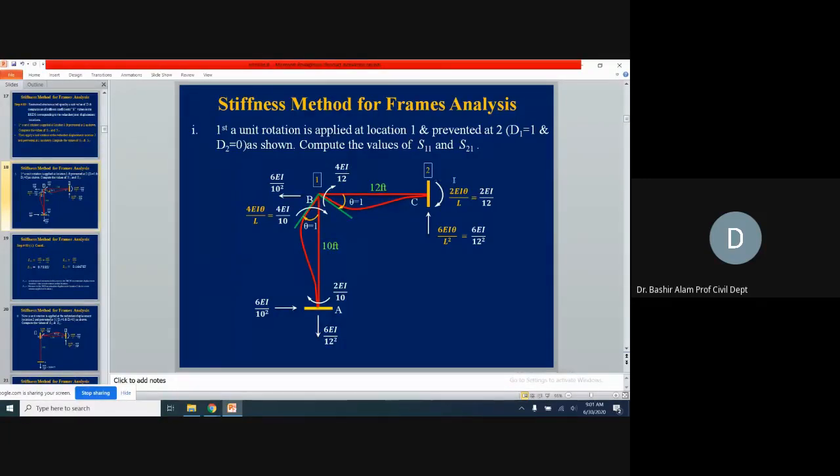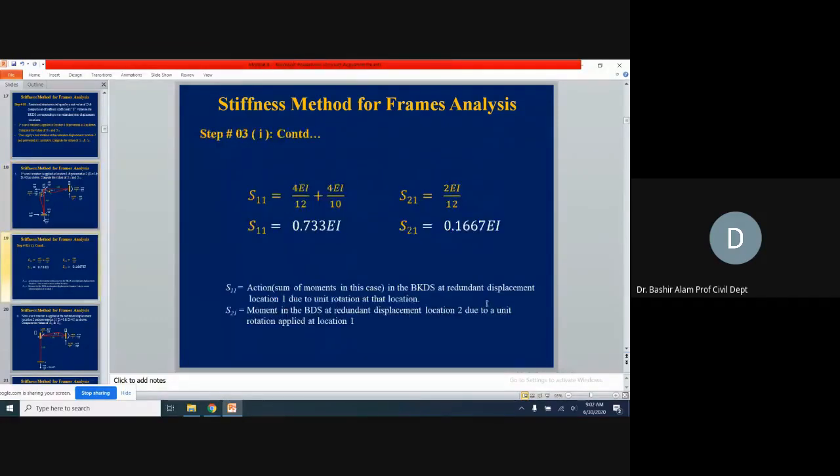S21 will be equal to, this is 2 location, and because of 1 rotation we are getting this action, and it will be equal to 2EI over 12, and again it is clockwise, so it is a positive value. So this is 2EI over 12, and you can confirm here 4EI over 12 plus 4EI over 10, and S21 is equal to 2EI over 12. Here we now have these values in decimals: 0.733 EI, and S21 is 0.1667 EI.